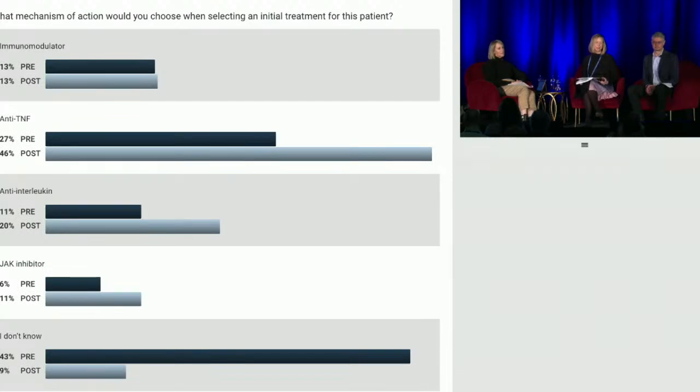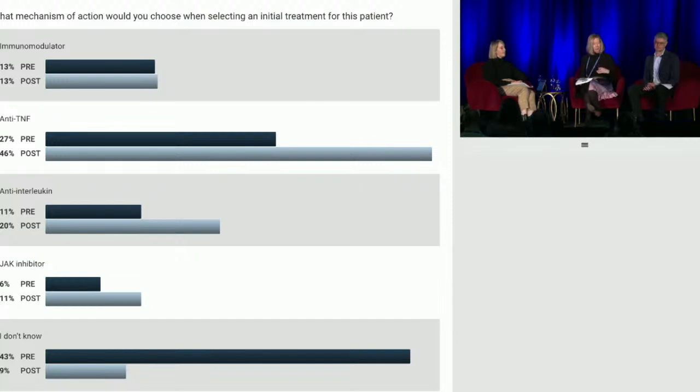All right, so this is great. I think we've seen some changes in what people think about what they would be interested in or think would be available for this patient. Before we did this, a lot of people were thinking anti-TNF. And after listening to Gil, we've got some more interest in interleukin, which is really great.